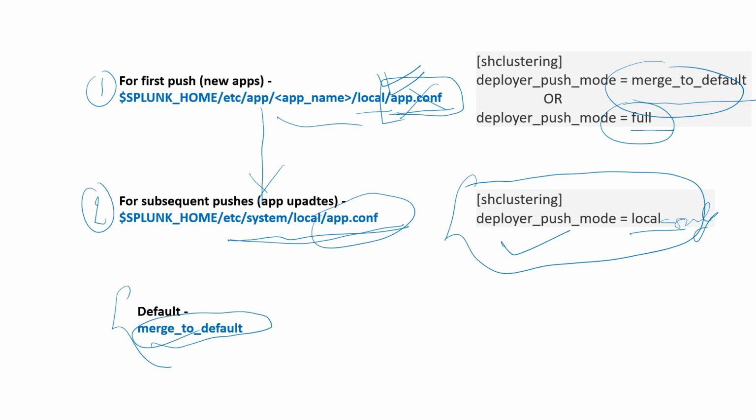So that's how you can use the deployer push modes. Just two key things you need to make sure. For the new app push, you define the app-specific app.conf deployer push mode either as merge to default or full. And for the subsequent pushes for the updates, you can define the deployer push mode globally inside system local, and you can use the deployer push mode as local only. I think that's it about the different kinds of deployer push modes and which one to use when.